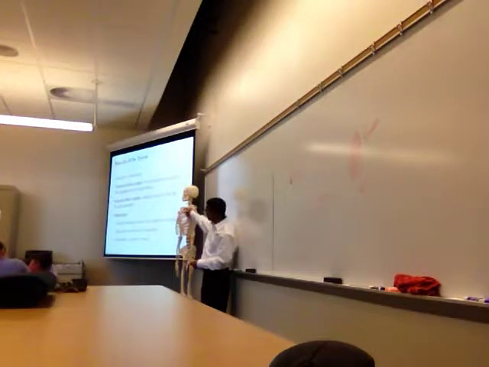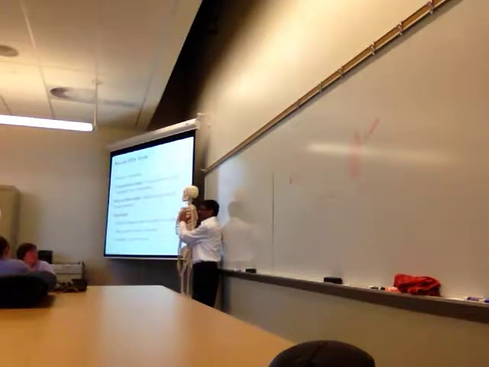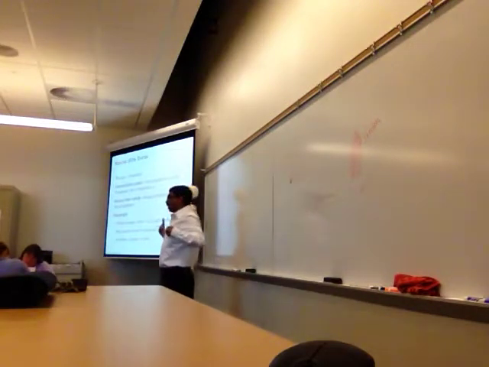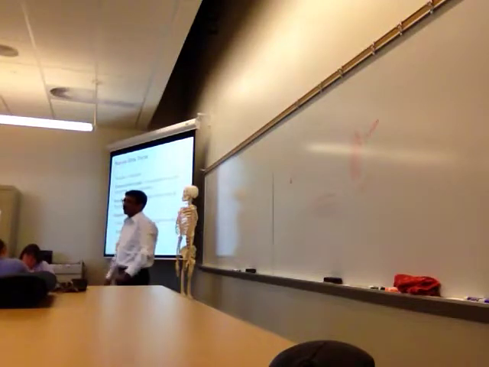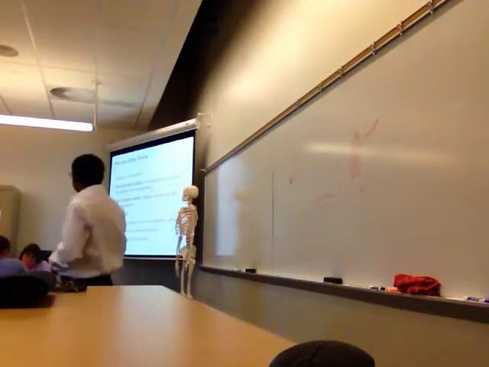So there are two intercostal muscles. One is like this, another is like this. So this is the external intercostal, this is the internal intercostal. Those muscles help to move the ribs forwards and backwards. That helps in breathing.